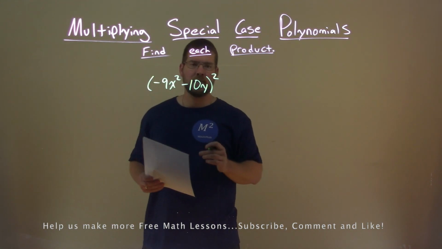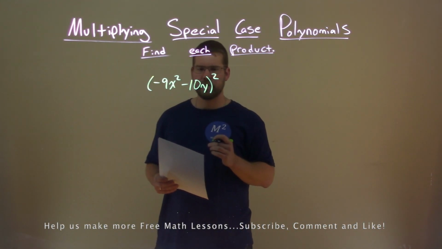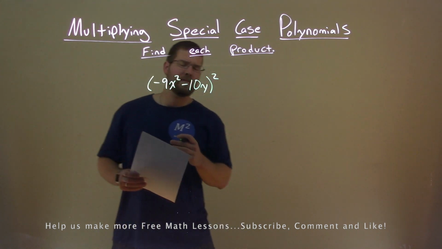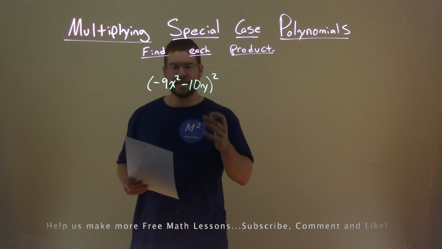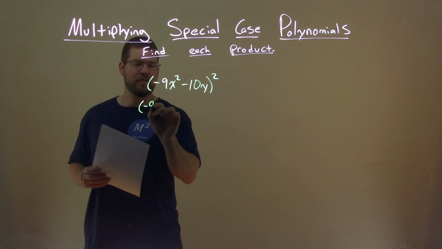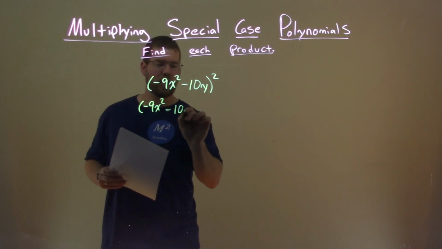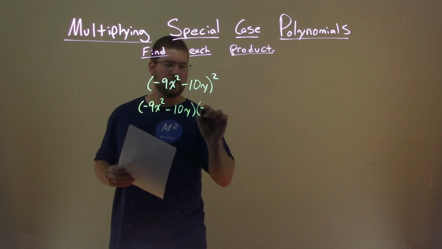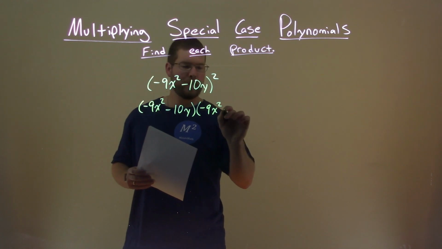We're given this problem right here, minus 9x squared minus 10y, all of that is squared, and we want to find the product. Squaring something is the same thing as multiplying it by itself. So we take negative 9x squared minus 10y, and multiply it by itself, negative 9x squared minus 10y.